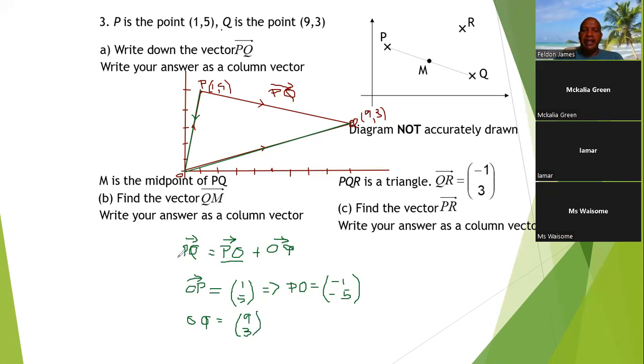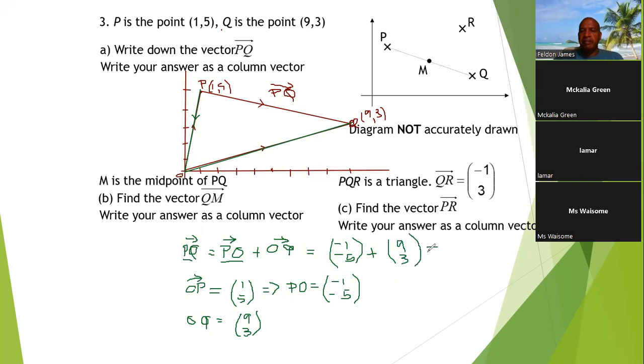So if PQ is the same as PO plus OQ, then this will be equal to what? PO is -1, -5, plus, and then you're adding OQ. OQ is 9, 3.